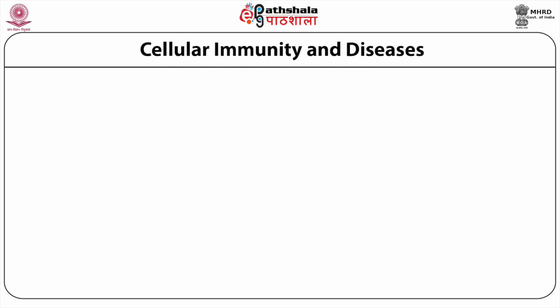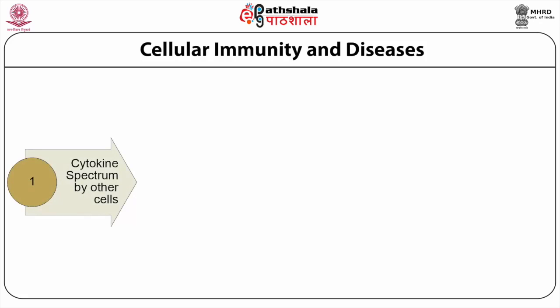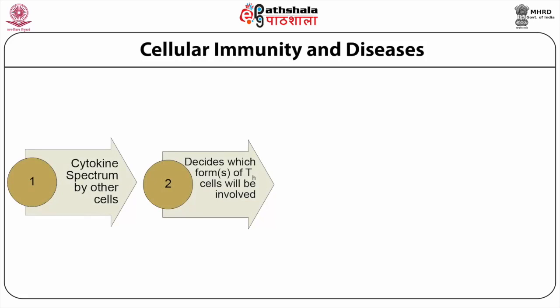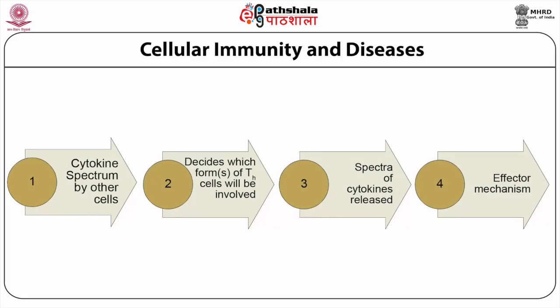In the murine system as well as in humans, different forms of T cells release different cytokines. So the sequence of decision making involves cytokines at two stages. This is shown in this slide.